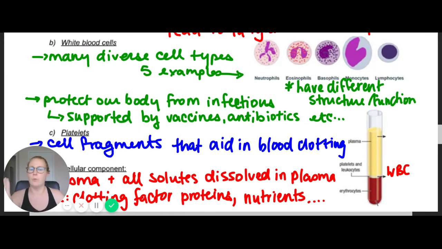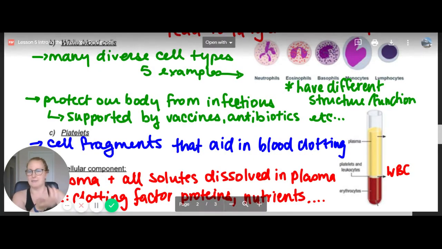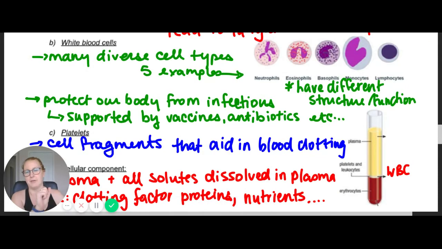So we know from Unit 1, they protect us, our vaccines are trying to help actually arm our immune system for that. They're also supported by things like antibiotics and so forth, so helping us to stay healthy.